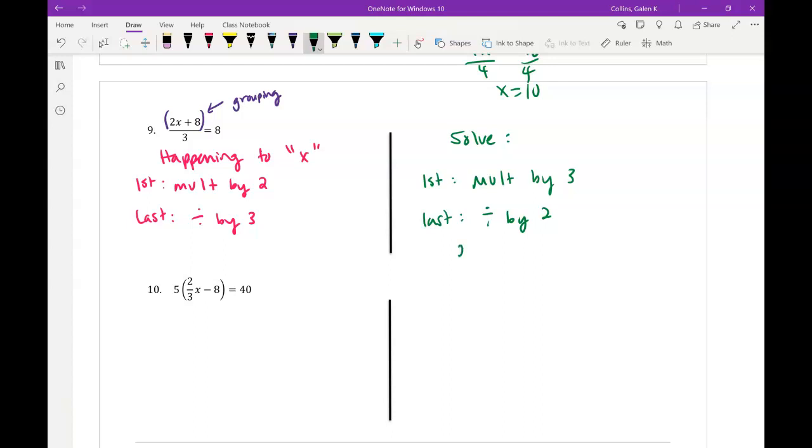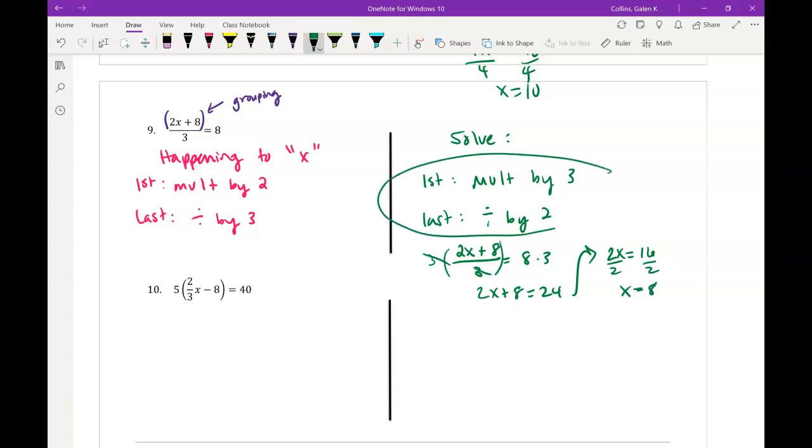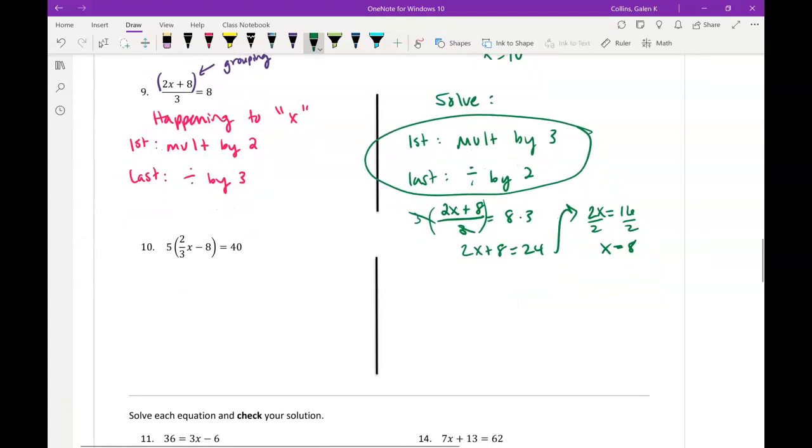So if you're not sure, feel free to work it out. I'm going to work it out real quick. So again, if I'm solving this, I would probably multiply by 3 on both sides. That would give me 2x plus 8 equals 24. Then I would subtract 8 from both sides, which would give me 2x is, 16 hopefully. Then that last step is we would divide by 2. So again, we can see what we would do just by thinking about what's being done to x and in what order.